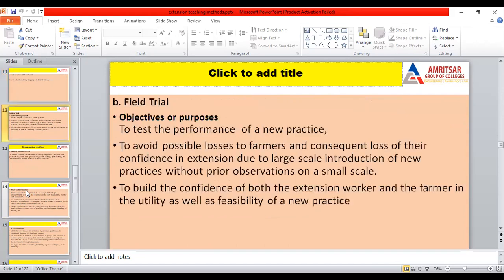Next is field trial. Field trial means the extension worker visits the farm for the field trial. The objectives of the field trials are to test the performance of a new practice, avoid the possible losses to the farmers, and third, build the confidence of the extension worker and the farmer.